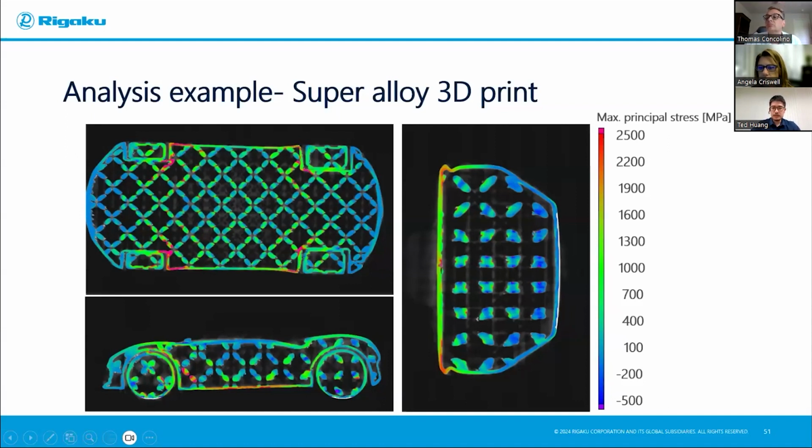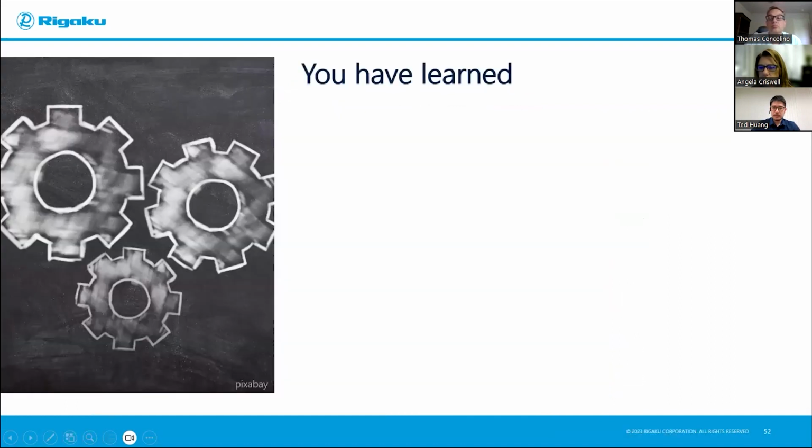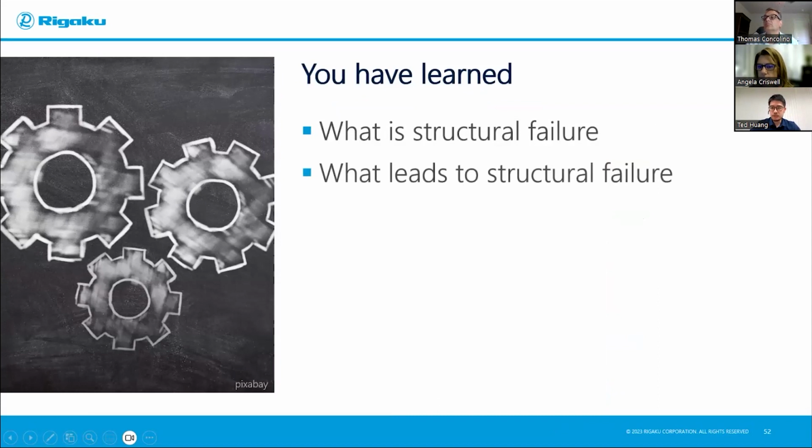So with all these examples finished, hopefully after today's webinar, you have learned what structural failure is. Well, it's caused by fracture. We know fractures happen when you have a structural failure. What leads to structural failure? Well, fracture leads to it, and we learned about what types of fractures there are and what the steps of the fractures are and how they correlate to the process of failure analysis.